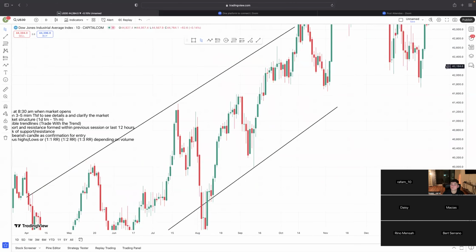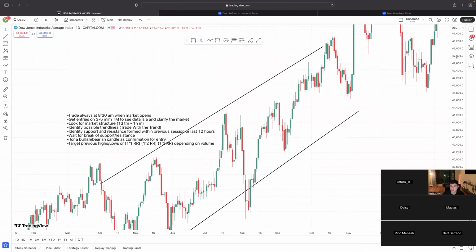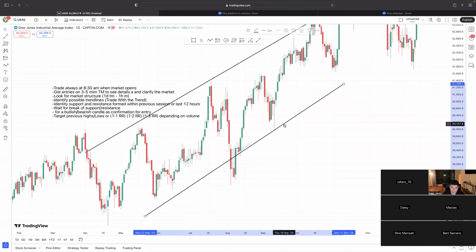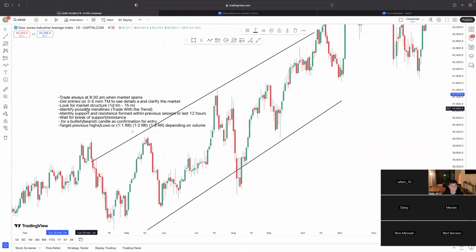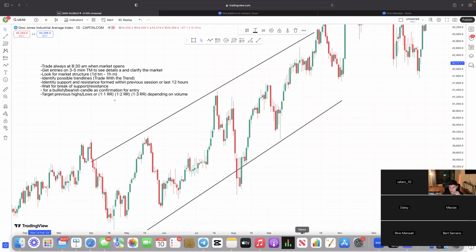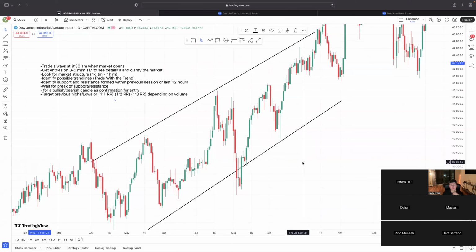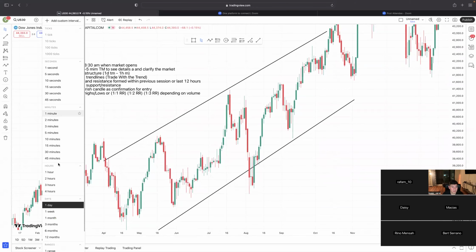Now I have my first confirmation. We are going bullish, we are going to the upside. So in this case, what's the second thing I would do? I would identify possible trend lines. Let me just turn this off. Let me identify possible trend lines. I would do that in the 15-minute time frame.